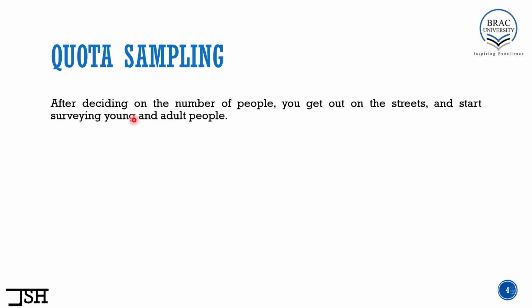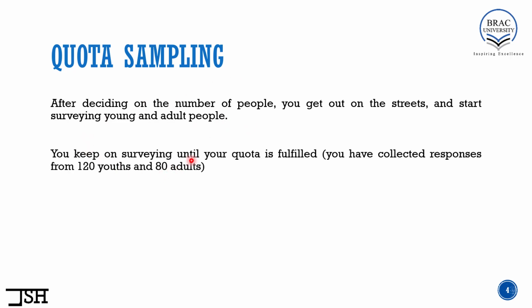So yes, here we have started collecting data by going out on the streets. So you keep on surveying until your quota is fulfilled. That means you have collected responses from 120 youths and 80 adults. So here I go out on the streets and keep on collecting data from people until I have received 120 youth responses and 80 adult responses. As soon as I'm done, I will stop collecting further surveys. So this is the whole process of quota sampling.